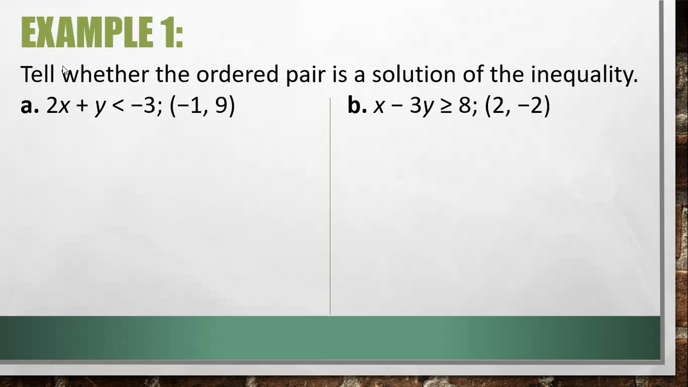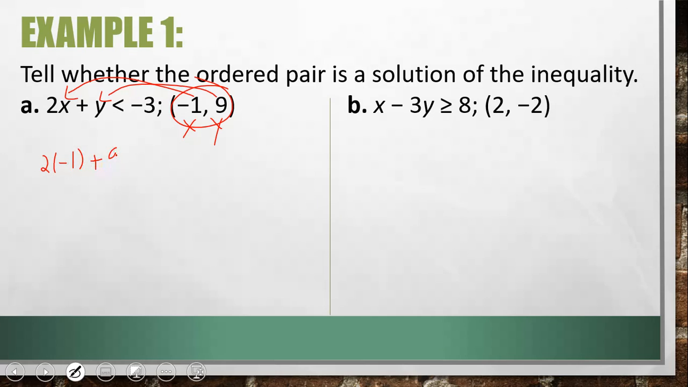So the first example that we're going to be looking at is to determine whether or not the ordered pair is a solution to the given inequality. And similar to when we were looking at is that particular ordered pair a solution to an equation, we're going to solve these in the exact same way. So we're going to take that ordered pair and plug in the x and the y into our equation to see if we end up with a true statement.